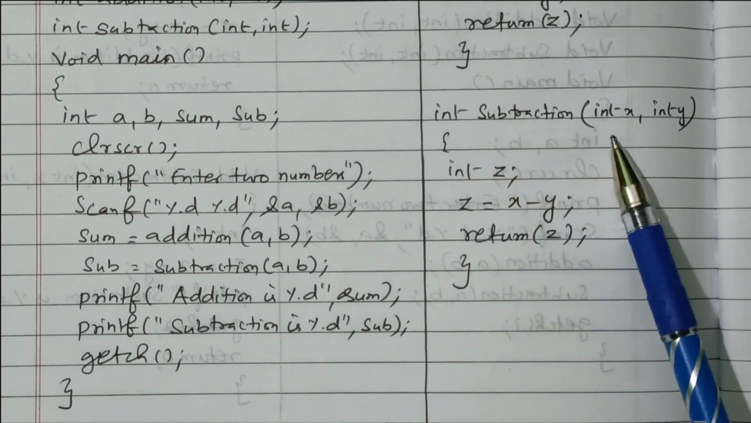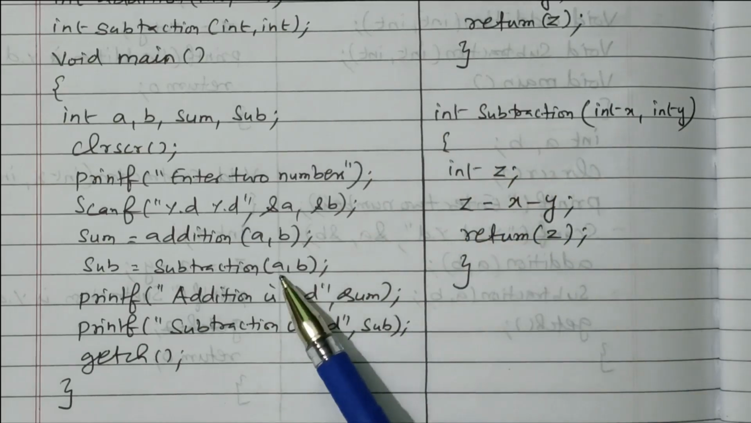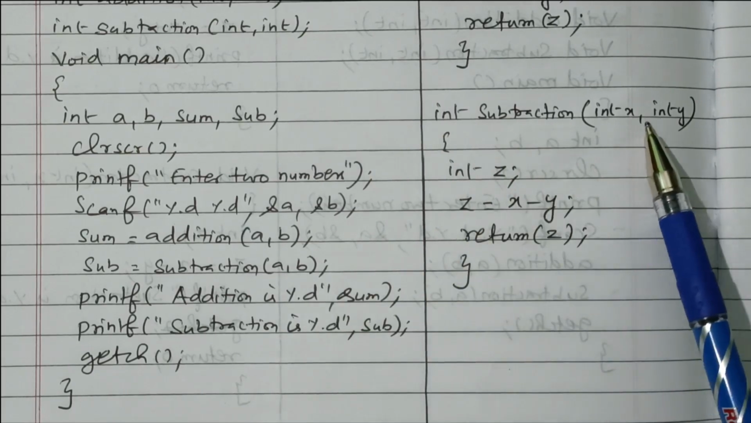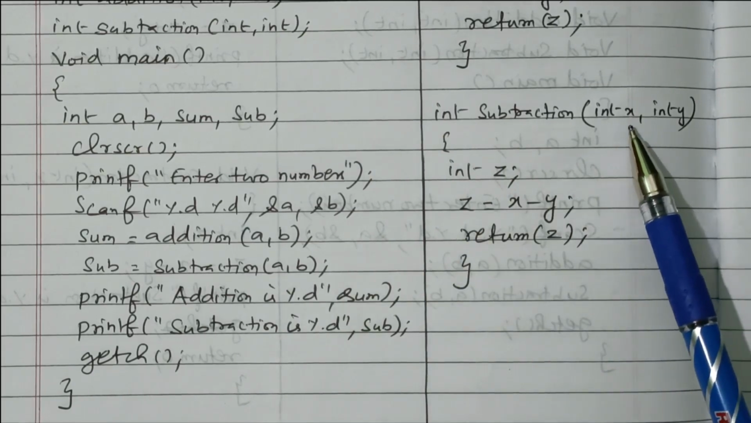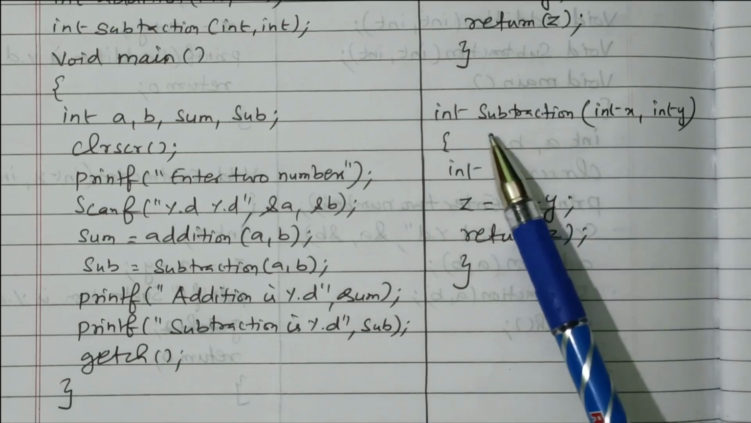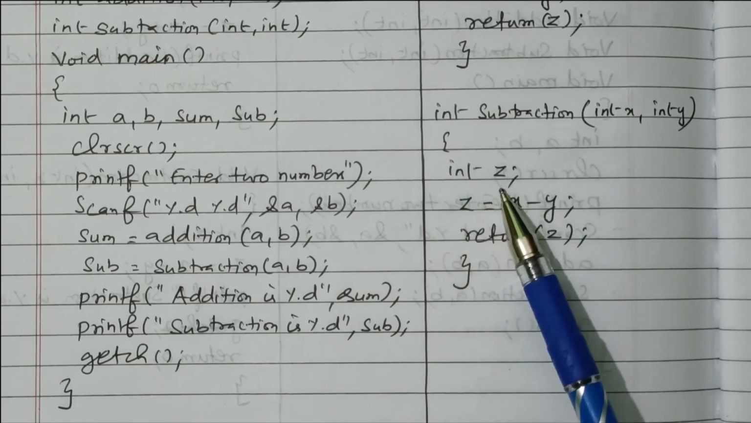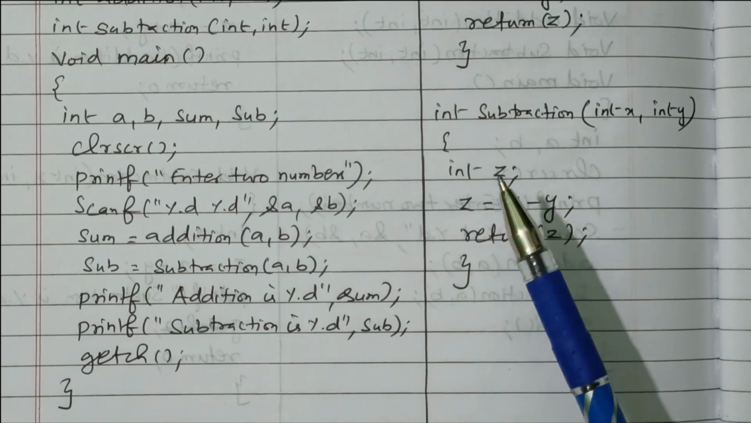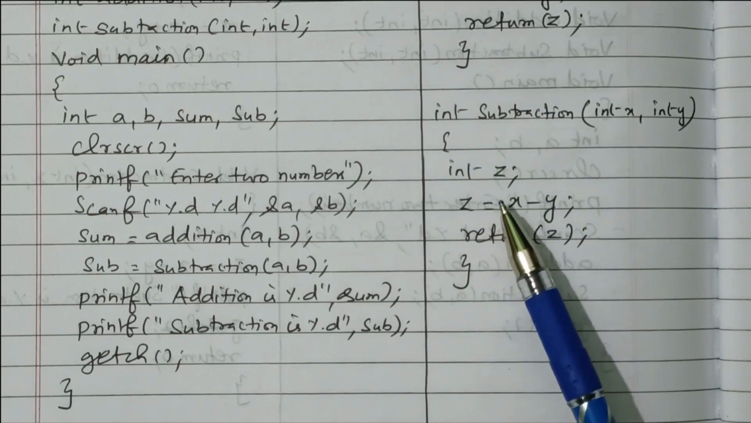int subtraction, int x, int y. a, b are the actual parameters. These are the formal parameters. a will be stored in x, b will be stored in y. The return type is integer. So here also we declare one more variable. This z is different from the previous one. This is a local variable.